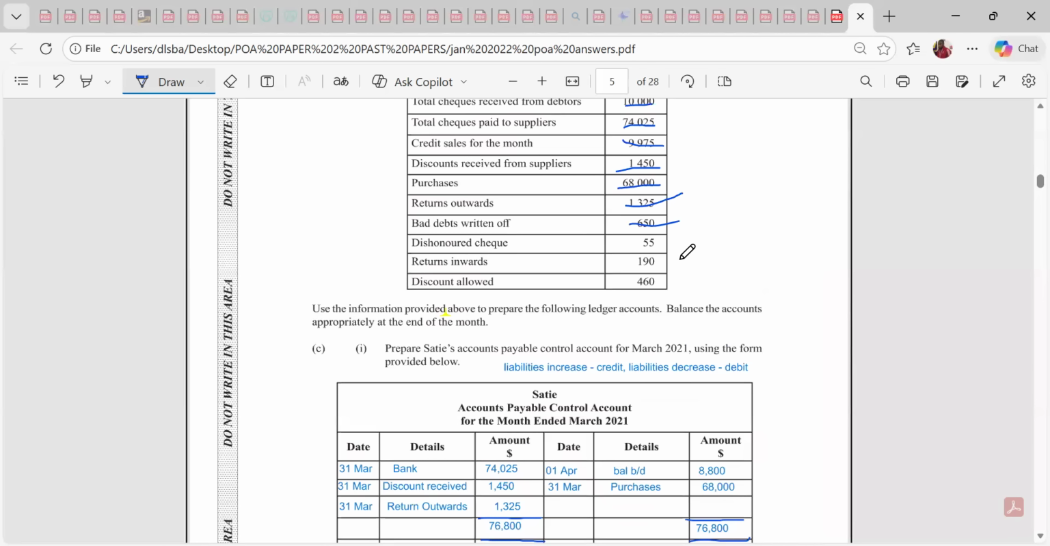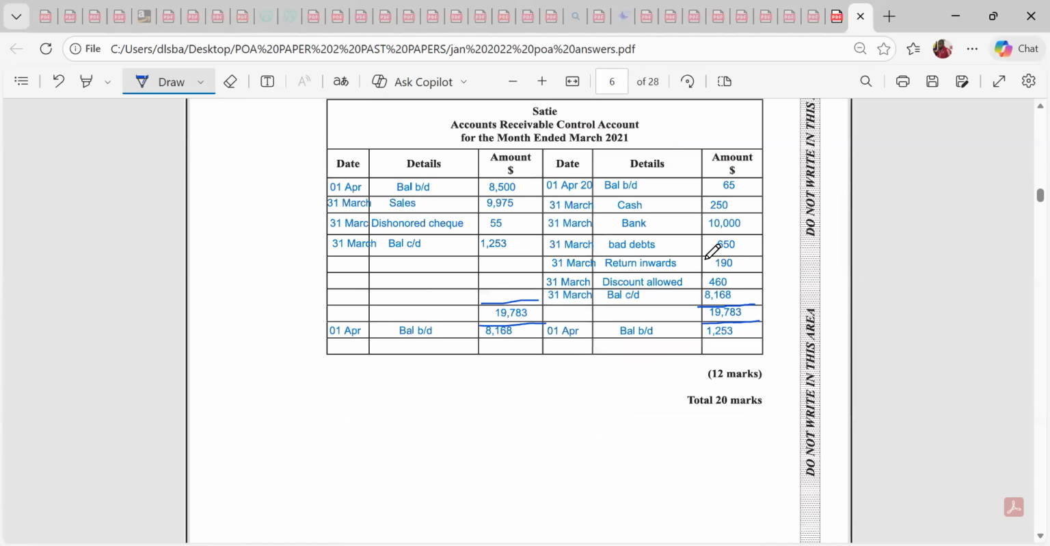Return inwards. If they return the goods, do they owe me for it still? No. So they owe me less, so I'm going to credit. And if I'm giving them a discount, do they owe me more or less? Less. So I'm going to credit that as well. So that's what I'll do here. Credit return inwards. Credit discount allowed.